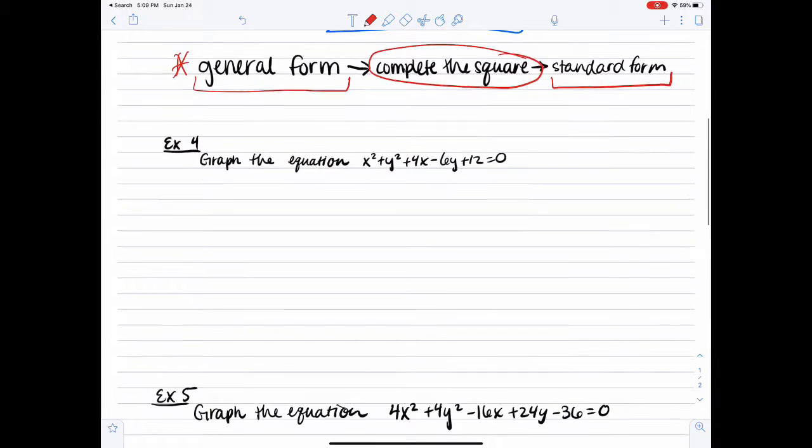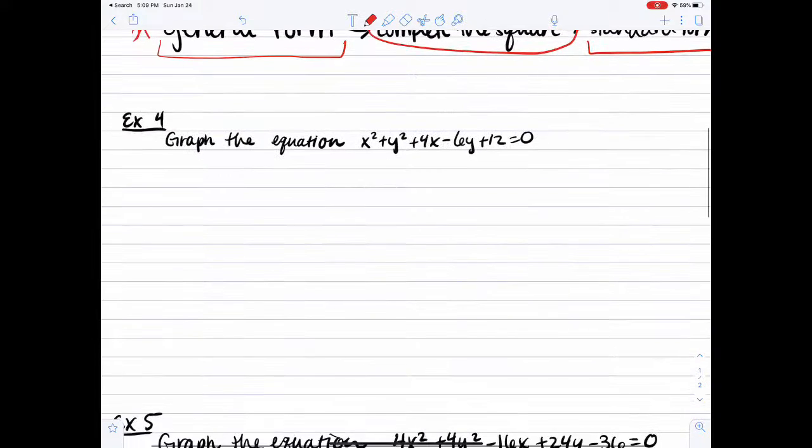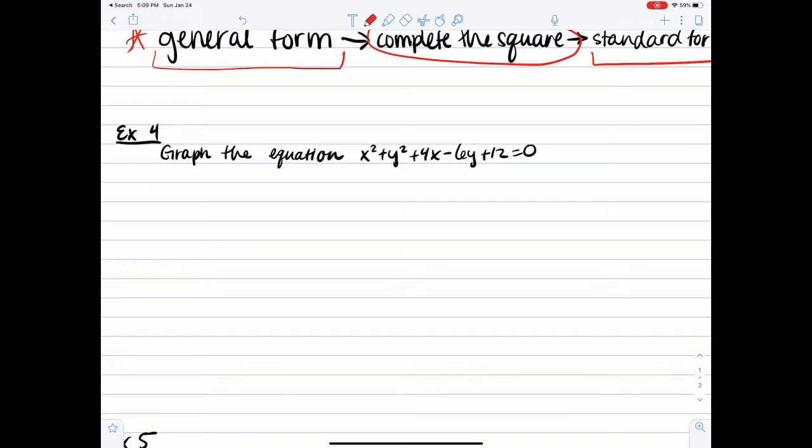So here's example 4. Graph the equation x² + y² + 4x − 6y + 12 = 0. So this is in general form, and we need to switch it to standard form. Remember, we need to complete the square in order to do this.